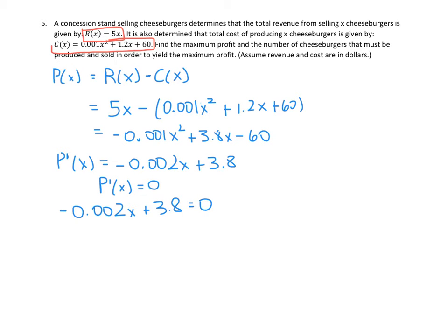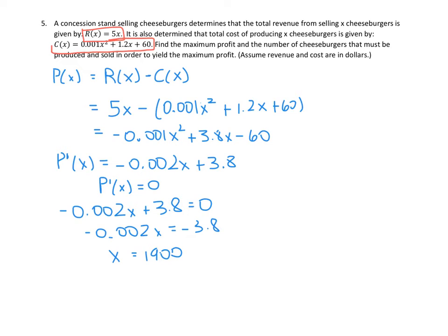Solving for x, subtract 3.8 from both sides. So we have negative 0.002x equal to negative 3.8. Now divide both sides by negative 0.002, and we get that x is equal to 1900.